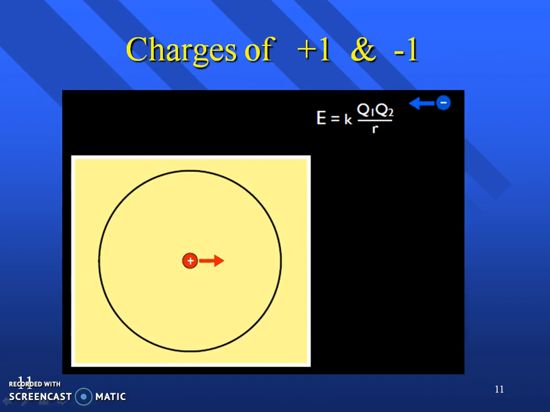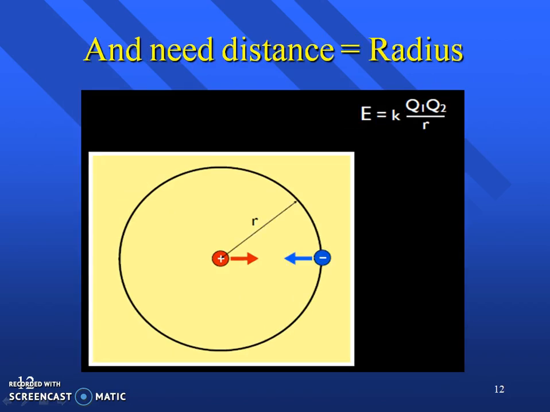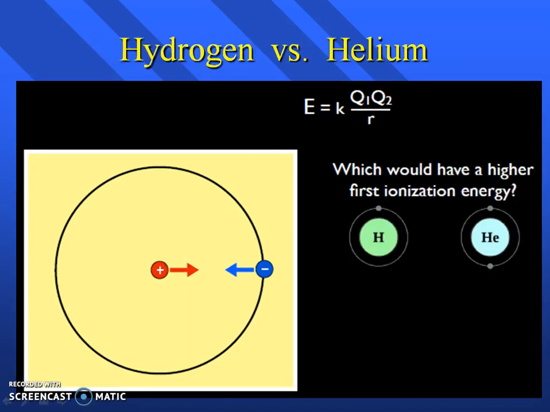So again, he talked about the charges of +1 and -1 and how the distance, or that radius, also takes into account how far away those electrons are from that middle positive nucleus. So here we have hydrogen versus helium, and he talked about which one's going to have a higher first ionization energy. I also want to remind you that however many electrons an atom has, that's how many ionization energies it has. So hydrogen here has only one electron, so it only has a first ionization energy. However, helium has two ionization energies, a first one and a second one.